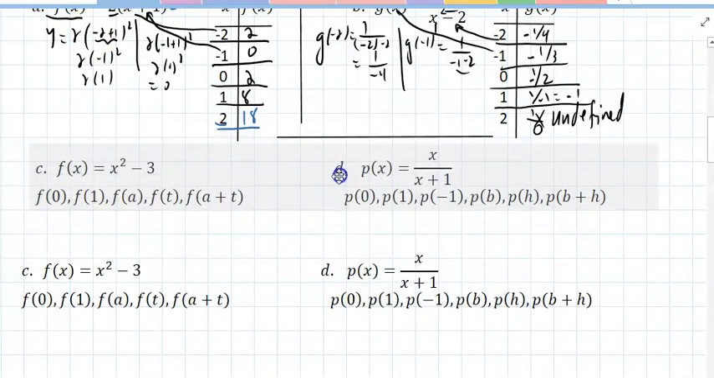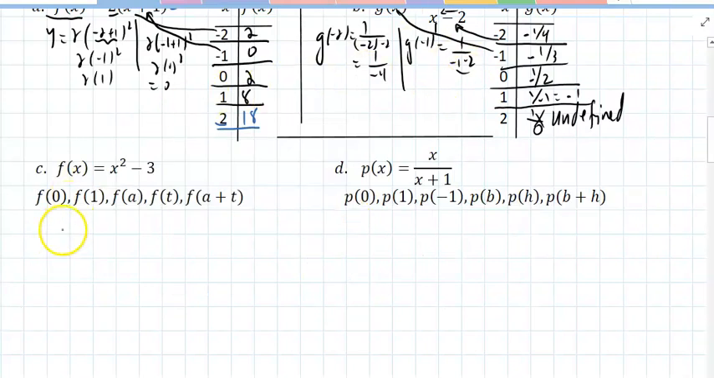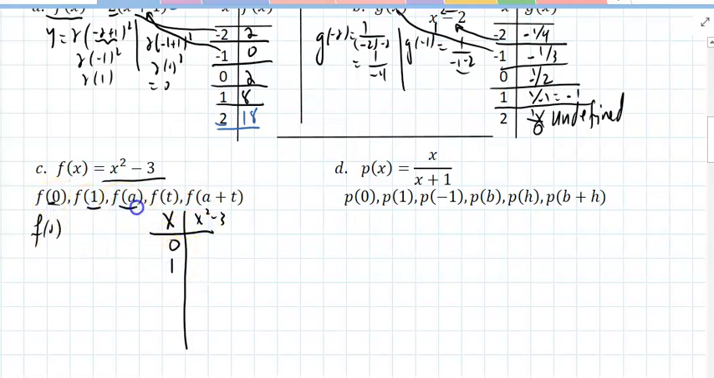If I am to evaluate the next set of problems, well, f of x, again, it's a function, that's x squared minus 3. What do you think f of 0 means? Well, it's up to you. For starters, you could say x in x squared minus 3 and say, I'm going to test 0, I'm going to test 1, I'm going to test a, I'm going to test t, and I'm going to test a plus t. If I put a 0 right there, wouldn't that be 0 minus 3, which is negative 3? What if I put a 1 in there? F of 1, wouldn't that be 1 squared minus 3, which is negative 2?